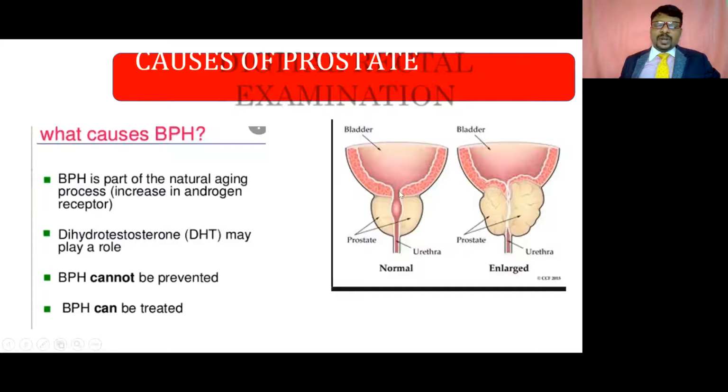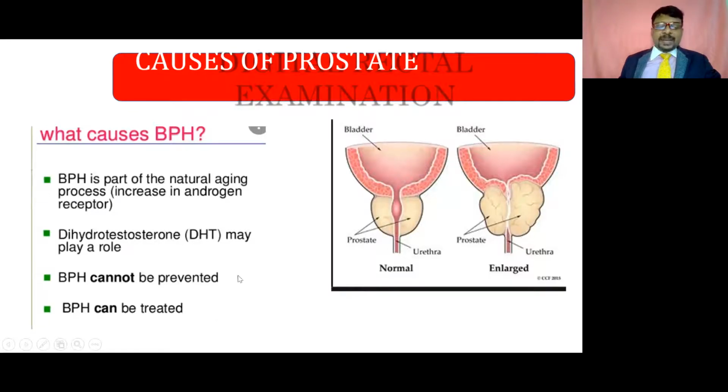It's not abnormal. It's because of the androgen receptor, so it's a male hormonal matter. It's a natural aging process, not because of an abnormality. But maybe dihydrotestosterone plays a role. Because of some abnormality of dihydrotestosterone, there may be a chance of prostate enlargement. So this cannot be prevented, but it can be treated.